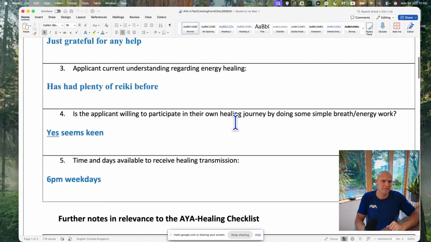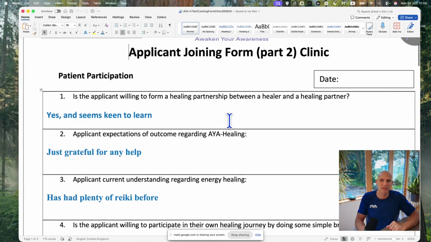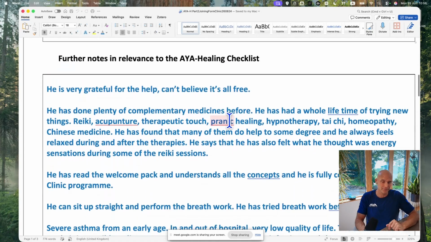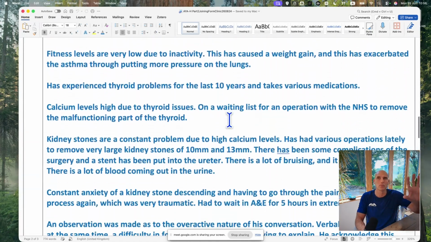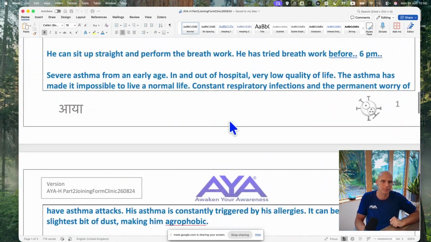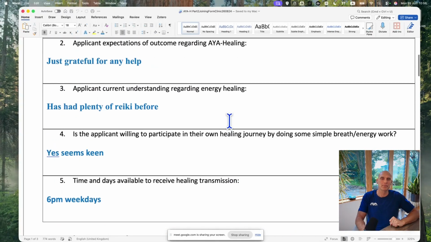The first part of the form is a few questions which are really necessary to know. These 1, 2, 3, 4, 5, really important questions to know. And then there's a section to put a load of notes in, from whatever you manage to get from your initial meeting. So let's have a look at this case study, because we're going to need to fill out a structuring the healing journey form. This initial meeting is so important to get as much information as possible.